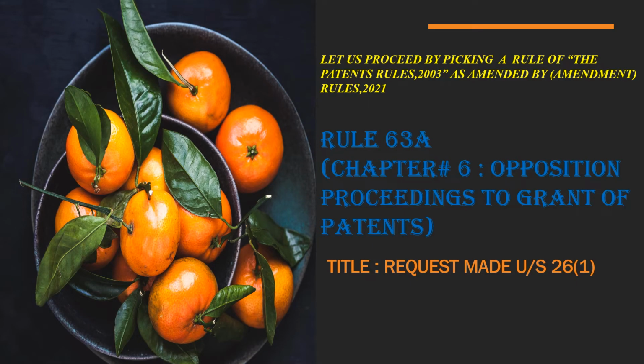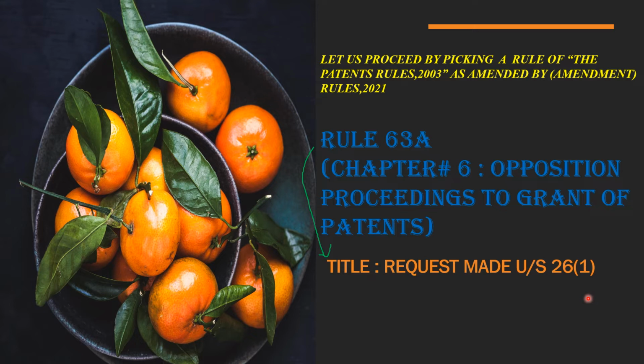Let us proceed by picking a rule of the Patents Rules 2003 as amended by Amendment Rules 2021. And today's rule is rule number 63A. And this comes from chapter 6. And chapter 6 is about opposition proceedings to grant of patents. Okay. And the title for rule number 63A is written here. The title is request made under section 26 subsection 1.